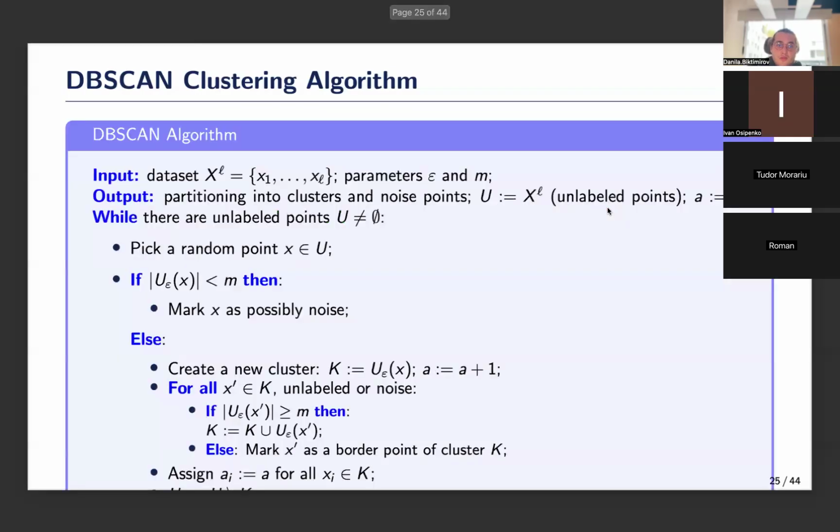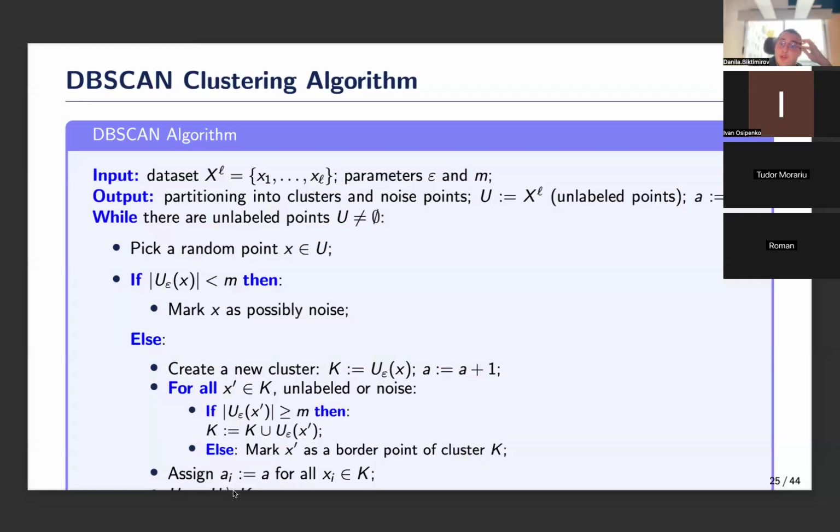Let's now formally... I'll make it better for slides, because we have some written sense, but we can describe DBSCAN with pseudocode.